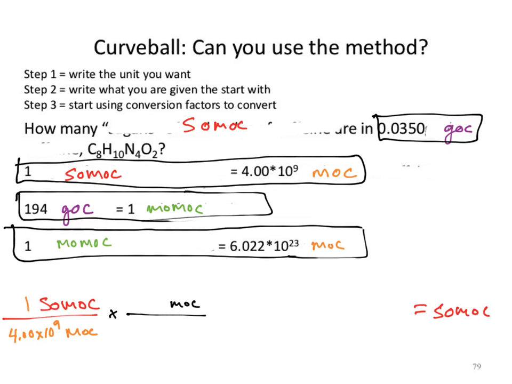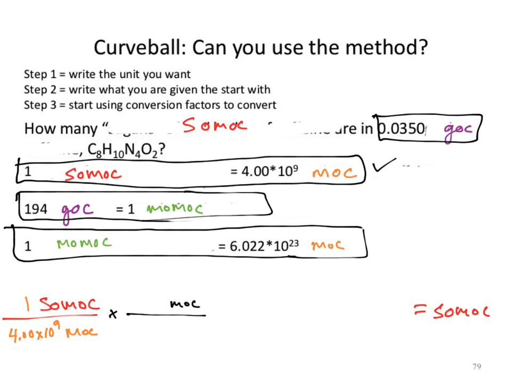All right, so I want MOC. Do I want to take MOC to SOMOC or MOC to MOMOC? Why MOC to MOMOC and not MOC to SOMOC? Because I've already used that one. Once I've used the conversion, I shouldn't bring it back in, because if I bring it back in, what happens? It cancels out. So that first one has been used. I don't want to use it again. Okay, which means I'm going to use the next MOC.